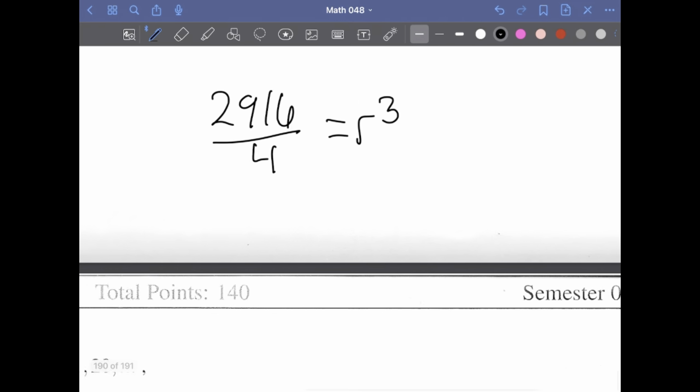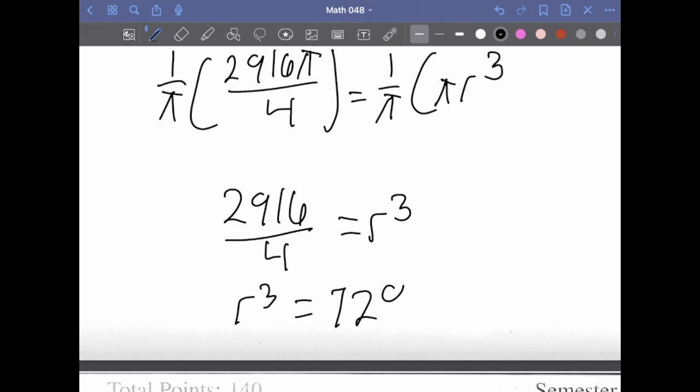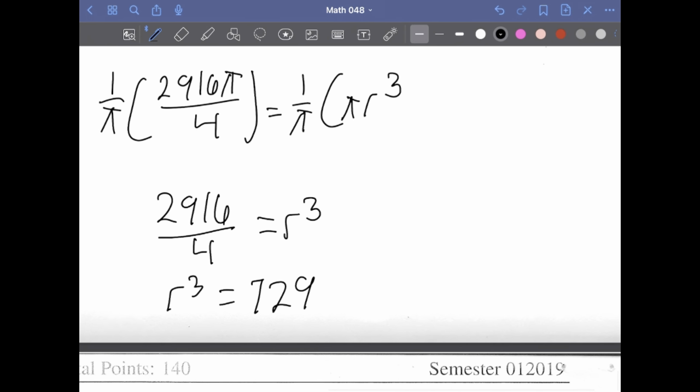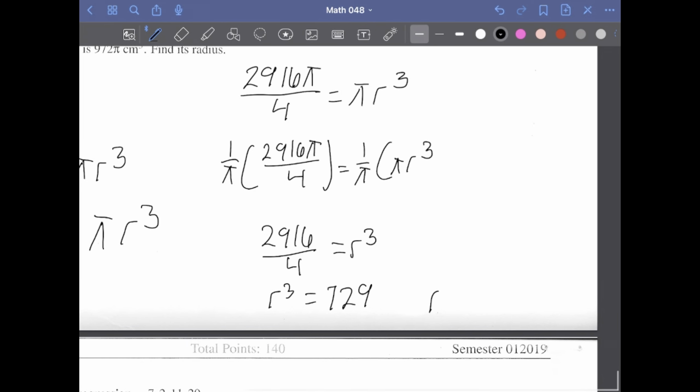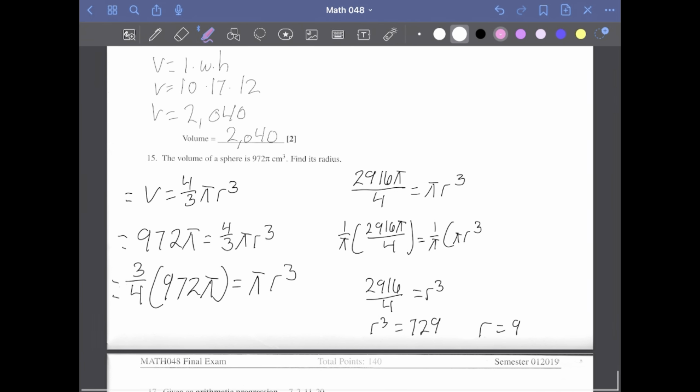Okay, and 2,916 divides by 4, so you're left with r cubed is equal to 729. Now you're going to find the cube root of both sides. The cube root of 729 is 9, so r is equal to 9. Okay, so r is equal to 9 is our radius.